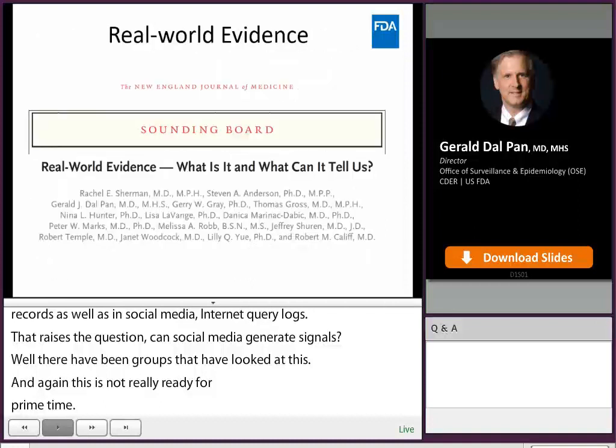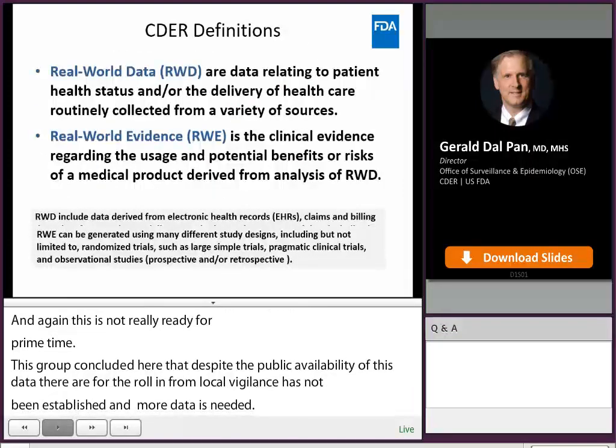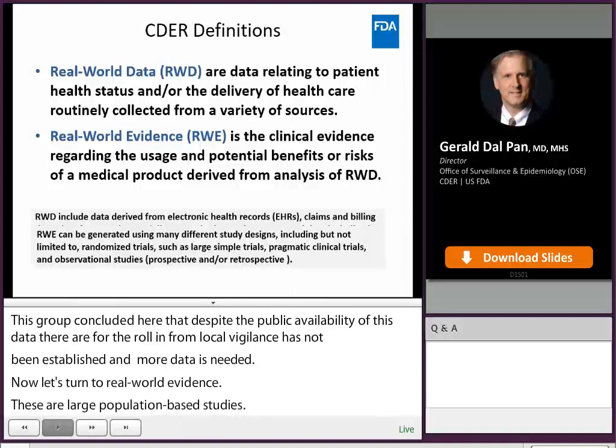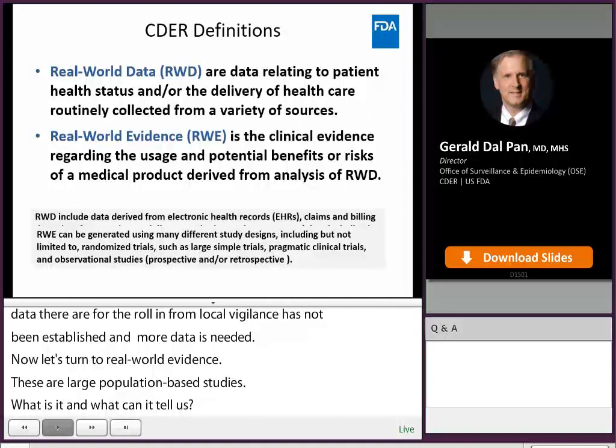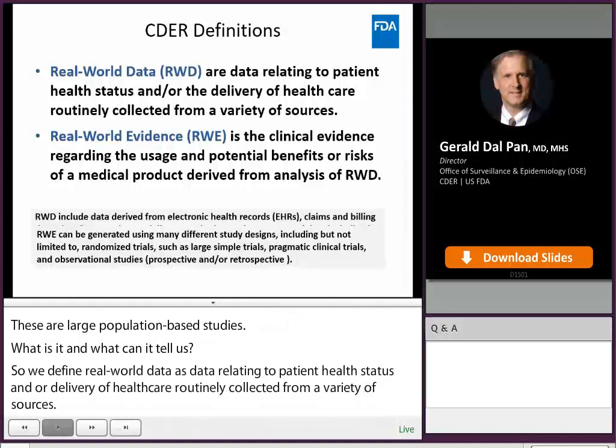Now let's turn to real-world evidence. These are large population-based studies. What is it and what can it tell us? So we define real-world data at CDER as data relating to patient health status and/or delivery of health care routinely collected from a variety of sources. And real-world evidence is the clinical evidence regarding the usage and potential benefits or risks of a medical product derived from analysis of real-world data.